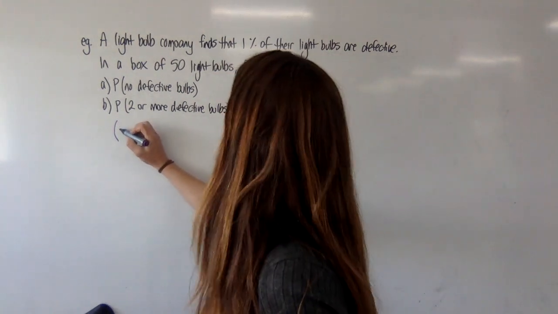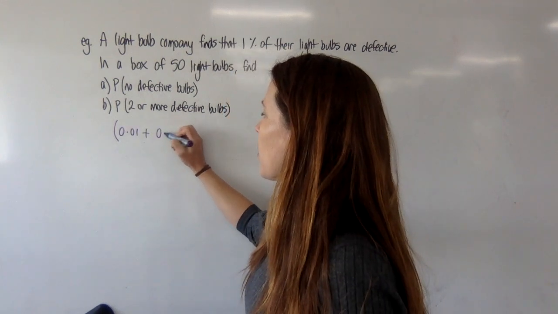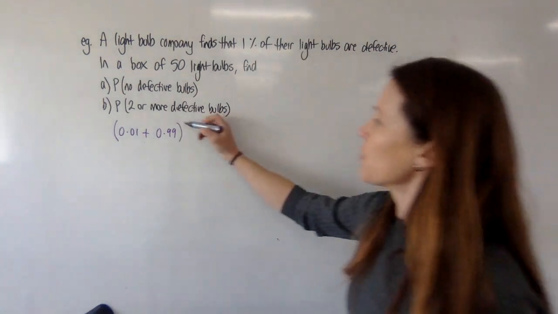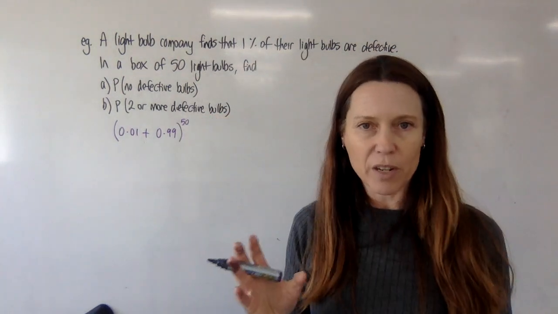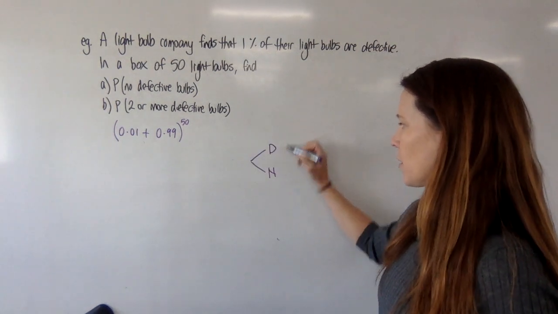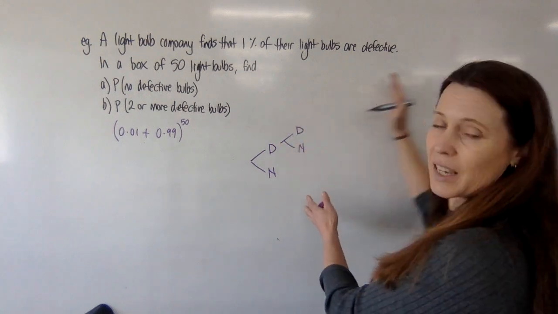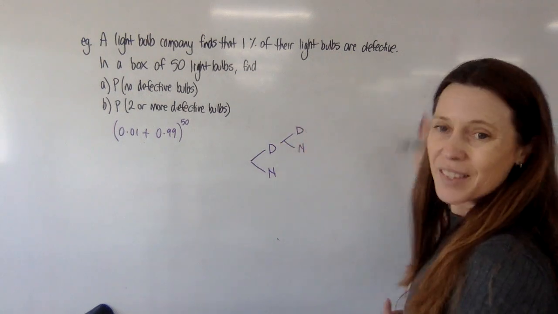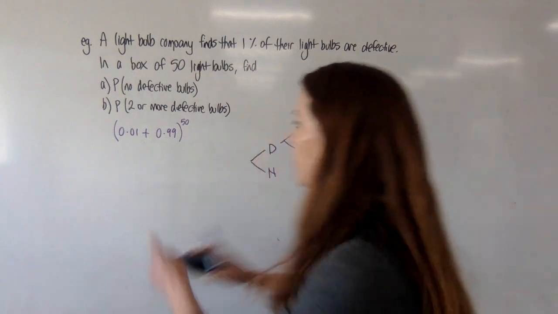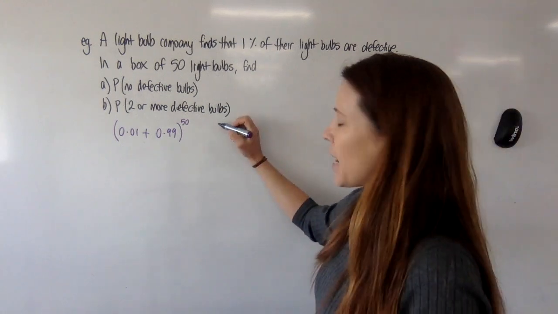So if I say I've got 1%, I could write it as 1%, or I could write 0.01, and obviously the complement of that is going to be 0.99, and I've got 50 light bulbs. What you're picturing in your mind here, you're not drawing this, but you're imagining it's either defective or not defective. We've got a tree here that's got 50 different sets of branches. Obviously we don't want to draw it, but that's what we're imagining. There's 50 different stages.